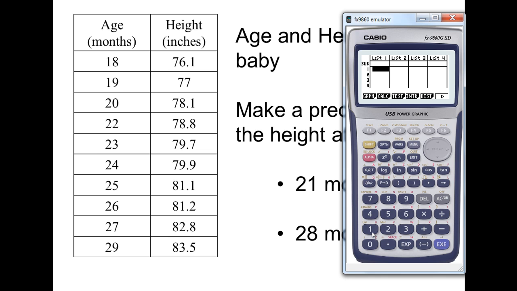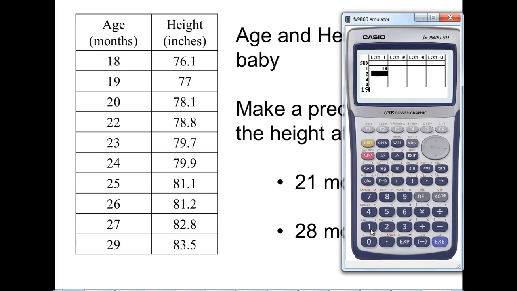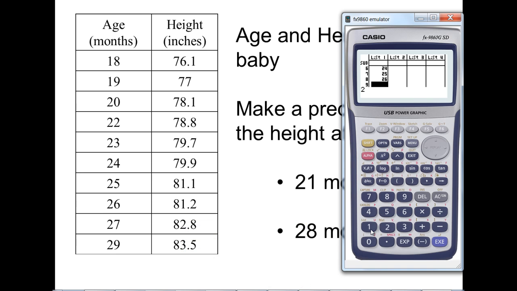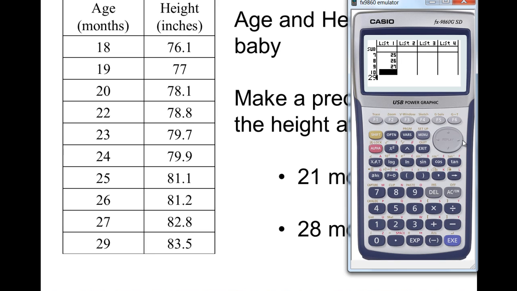So I will have 18, 19, 20, 22, 23, 24, 25, 26, 27, and then 29. Next, under list 2, so I'm going to click the right arrow. Wait a minute, press enter first and then the right arrow.